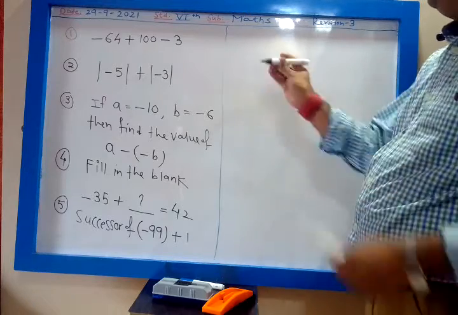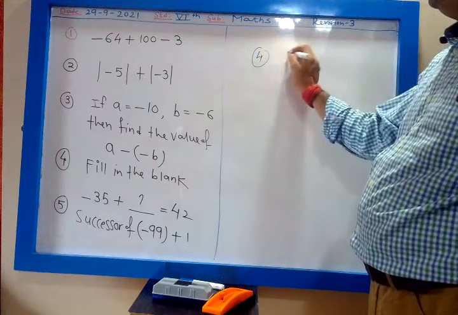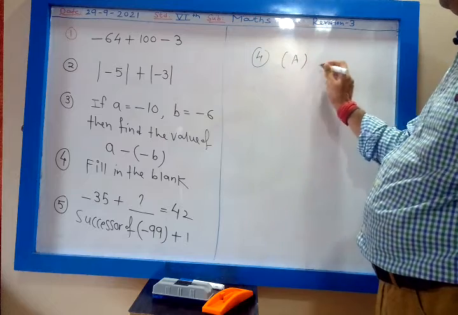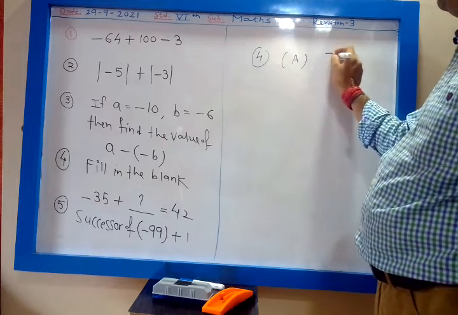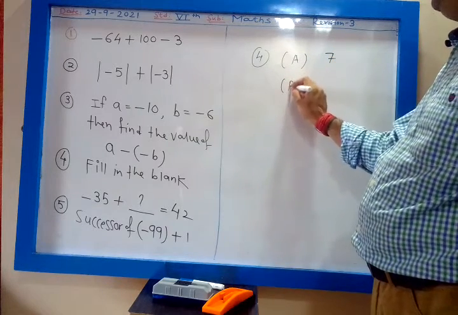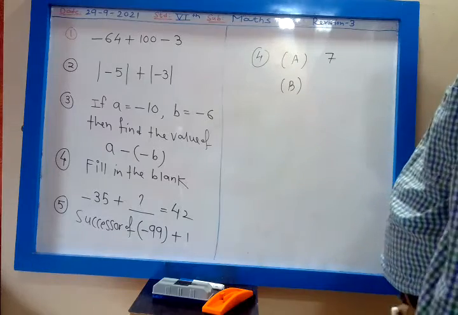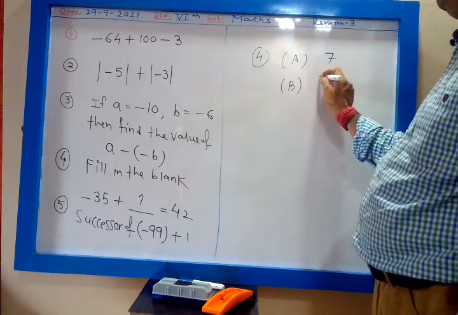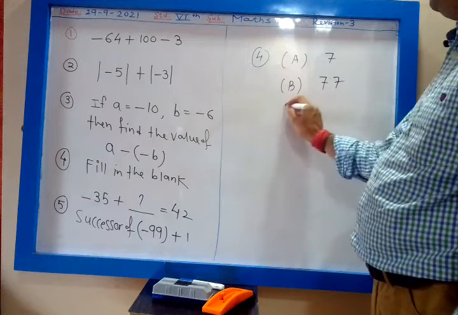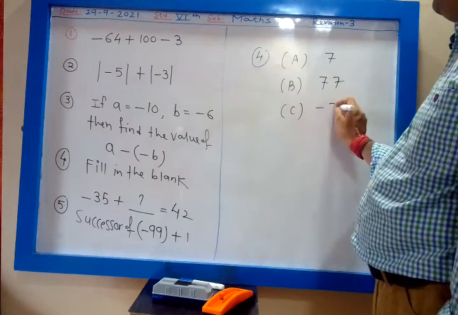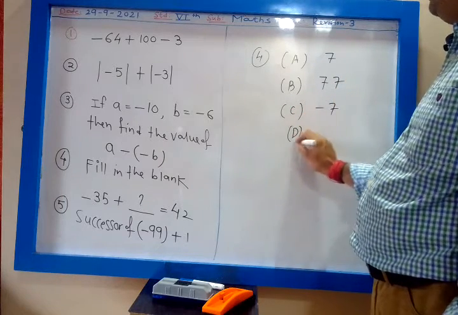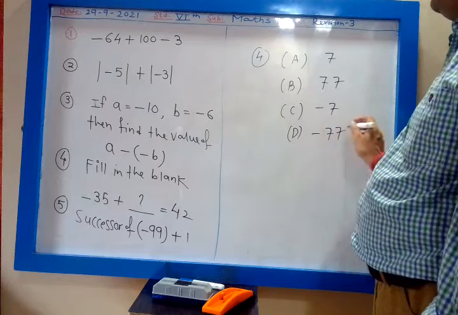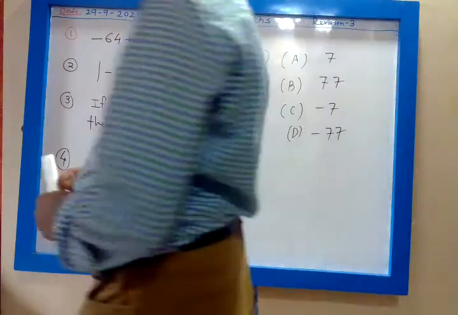Fill in the blank. Fourth question. Option A is 7. B is 77. C is minus 7. D is minus 77. Chalo, start sending me the option.